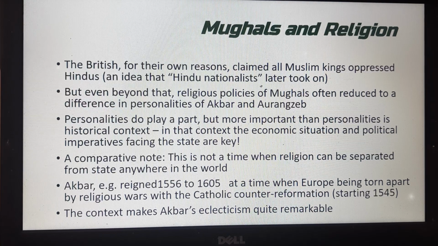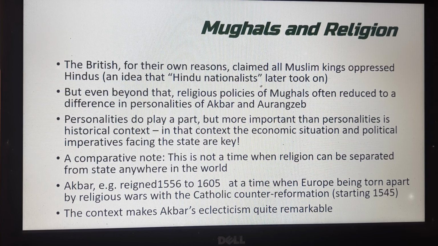The Mughals and religion. The British, for their own reasons, claimed all Muslim kings oppressed Hindus, an idea that Hindu nationalists later took on. But even beyond this, the religious policies of the Mughals are often reduced to a difference in personality of Akbar and Aurangzeb. Akbar was totally different as compared to Aurangzeb. Personalities do play a part, but more important than personality is historical context. So we'll not go with the personality, we'll go with the history, what really happened.